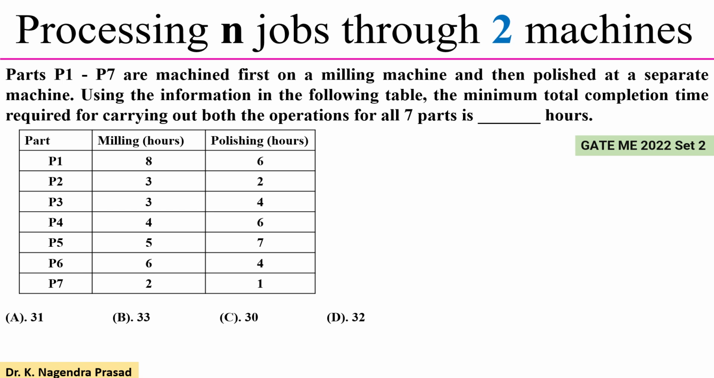So in the tabular column, it is given the 7 parts P1 to P7 and also given the processing time on the milling machine as well as the polishing machine. So option A is 31 hours, option B 33 hours, option C 30 hours, option D 32 hours. This problem is given in the GATE 2022 for the mechanical.